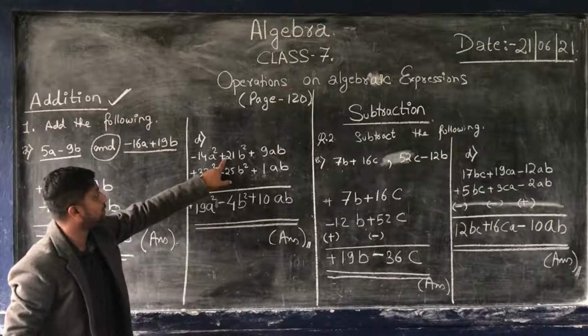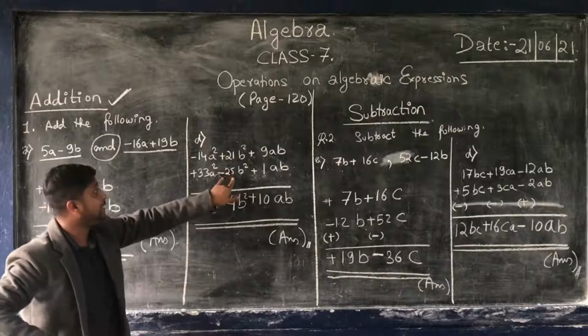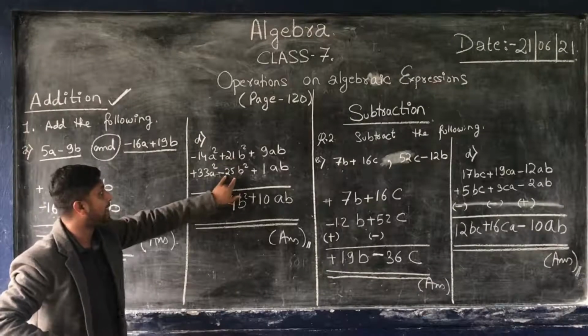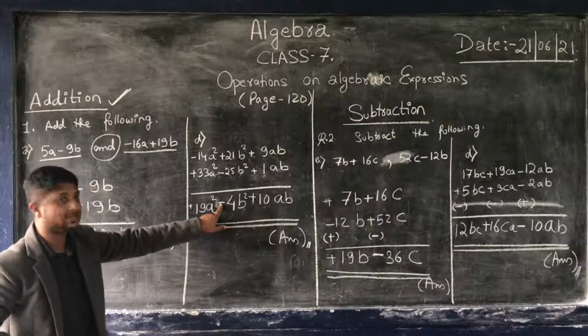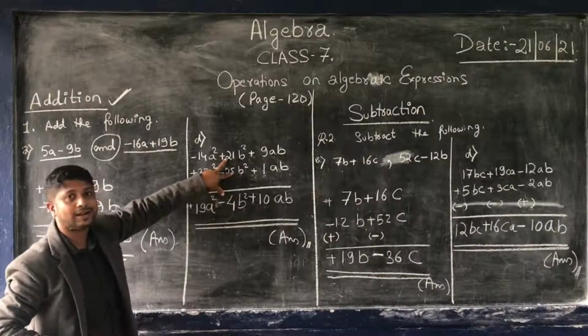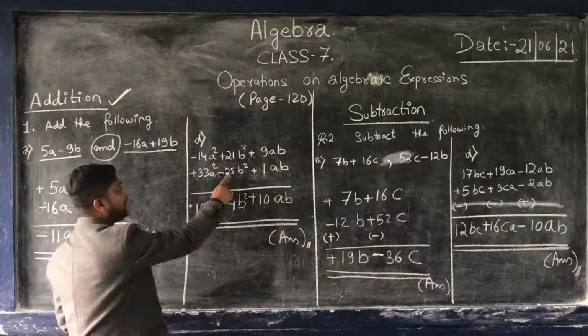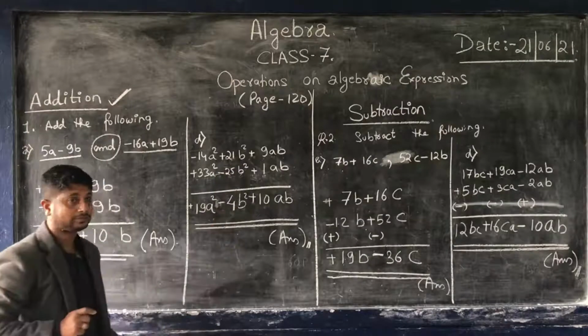Similarly, here is plus 21 minus 25. 25 is bigger than 21, so I have taken the symbol of 25 as minus. Now since there are two numbers with different signs, I will subtract it. So 25 minus 21 is 4.